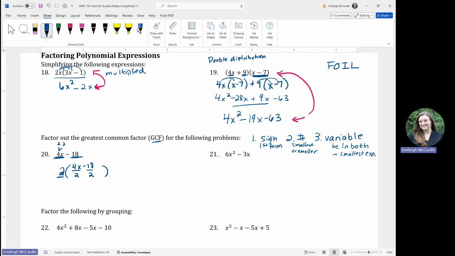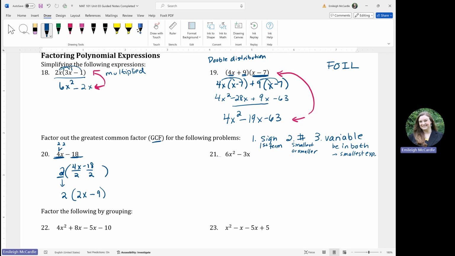And our last step is to simplify. So we're going to bring down the 2. And now let's do the simplification. 4 divided by 2 is 2. Bring down the x. Minus 18 divided by 2 is 9. And close off that parentheses. You can always check it by doing distributive property. 2 times 2x is 4x. 2 times negative 9 is negative 18. Okay, so that was factoring out the GCF, and that would be the answer.